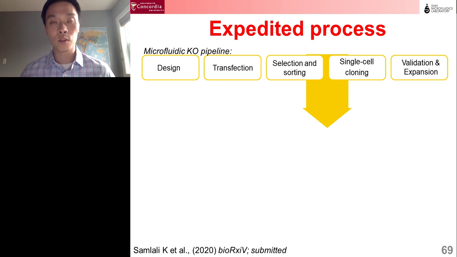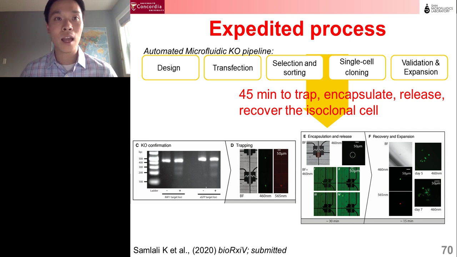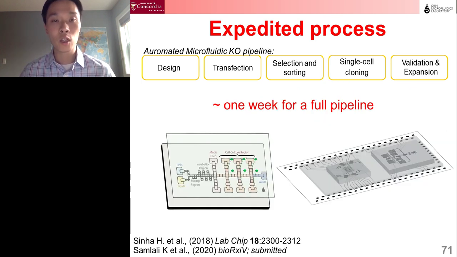If we summarize what we've done, in terms of time, we can knock out specific genes, trap them, encapsulate, release, and then recover all these isoclonal cells in a matter of 45 minutes, as opposed to hours or months to perform this whole pipeline. If you want to do work on this full pipeline, you can use both of our devices, and it takes approximately 1 week to perform the transfection, selection, and sorting, isolating the single cell, and validating an expansion as well.